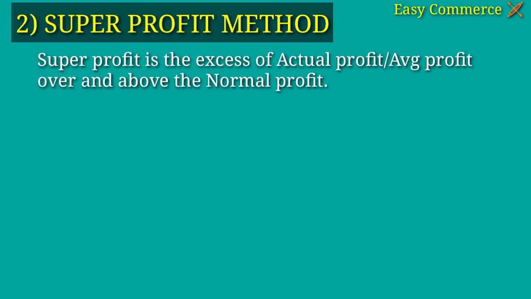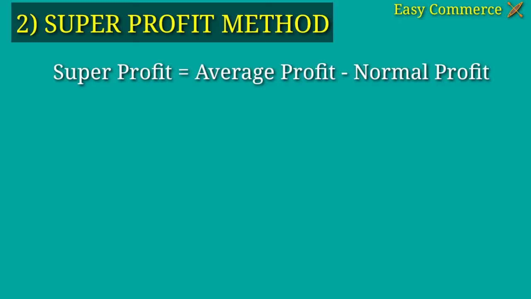As per this super profit method, a certain number of years purchase of the super profit is regarded as the value of goodwill. Super profit is the excess of actual profit over and above the normal profit. Under super profit method, for the valuation of goodwill, first of all, we need to calculate the super profit. So the equation is super profit equal to average profit minus normal profit.